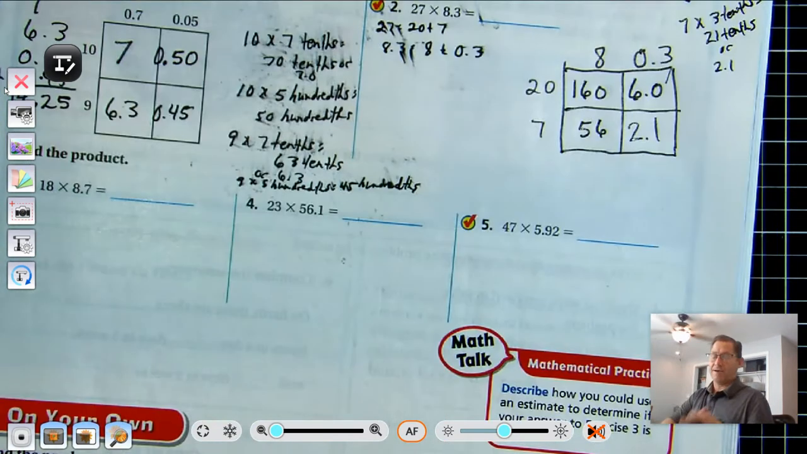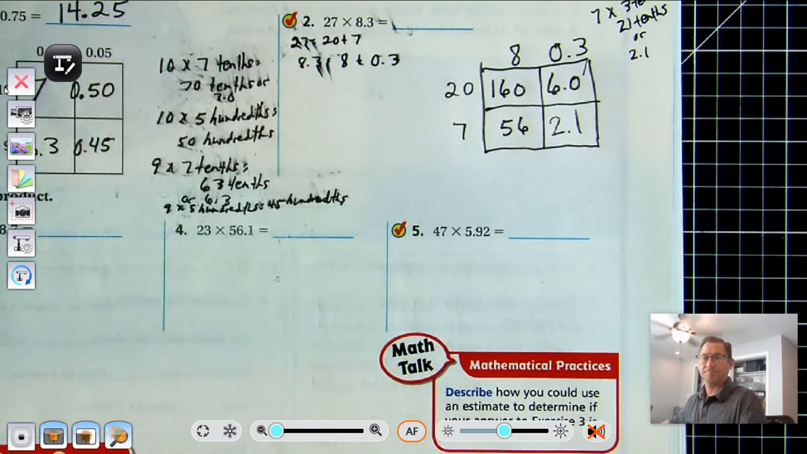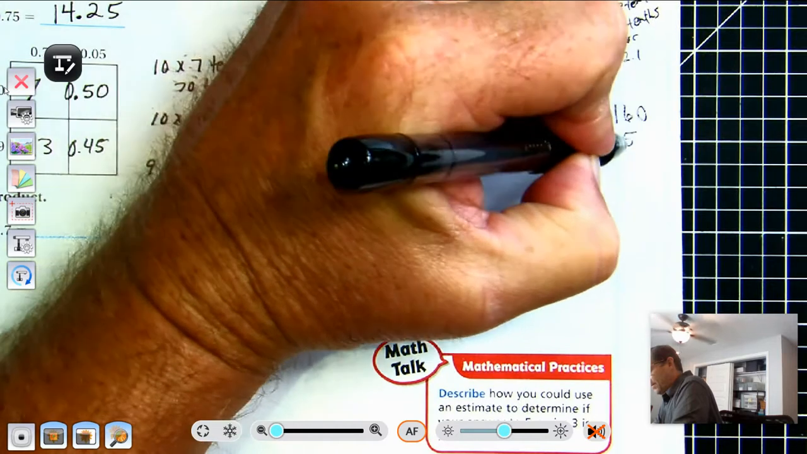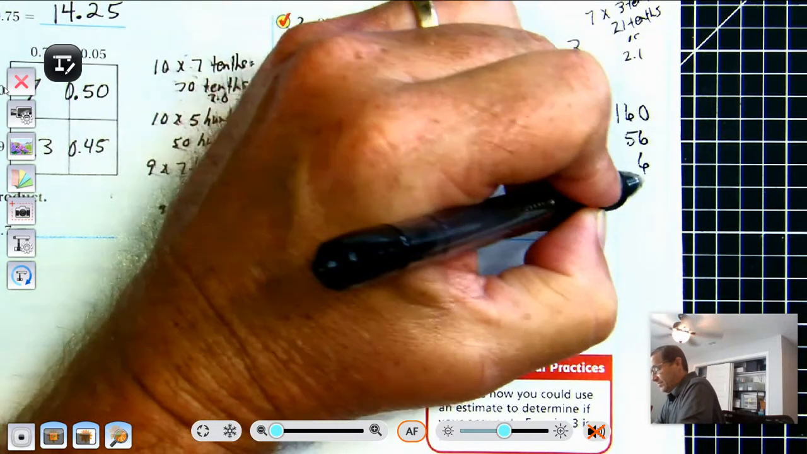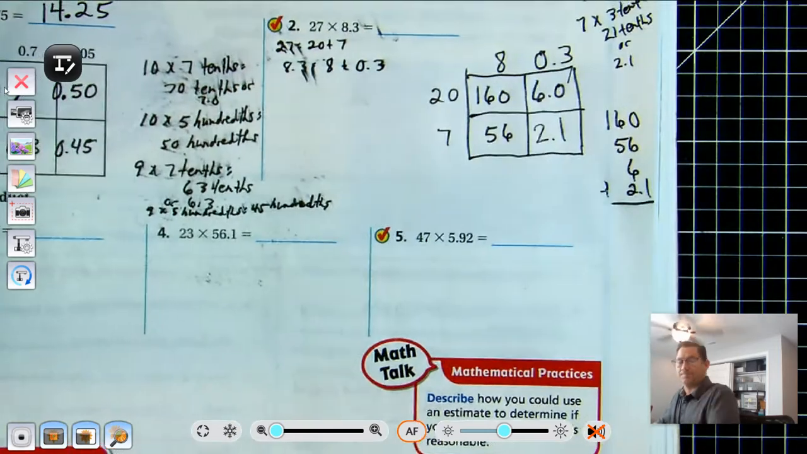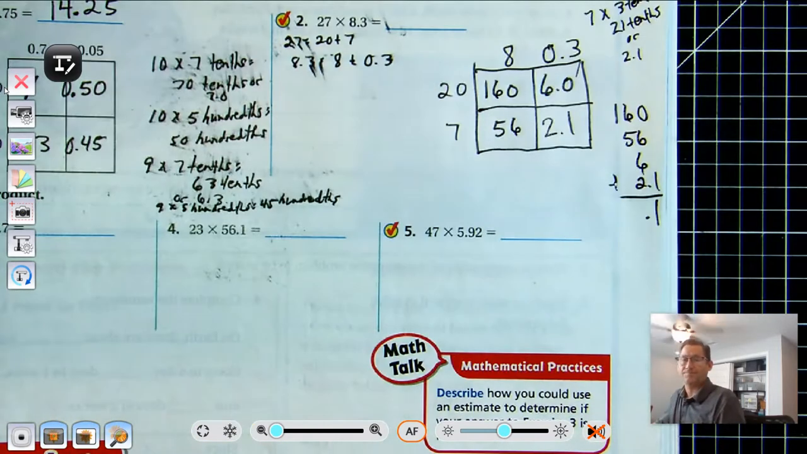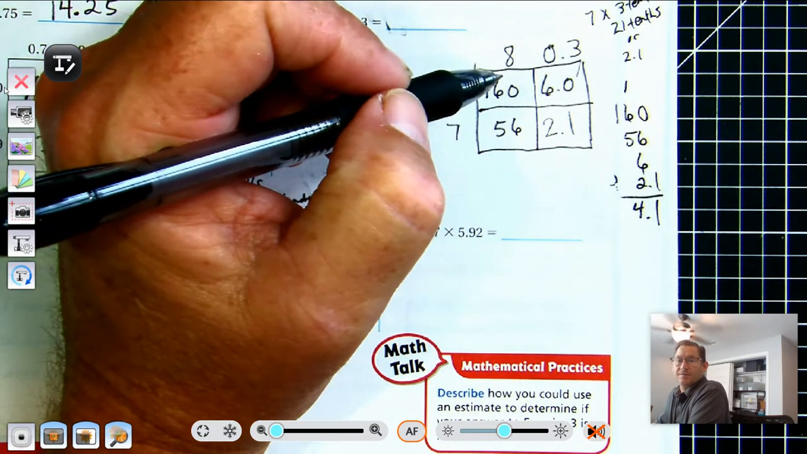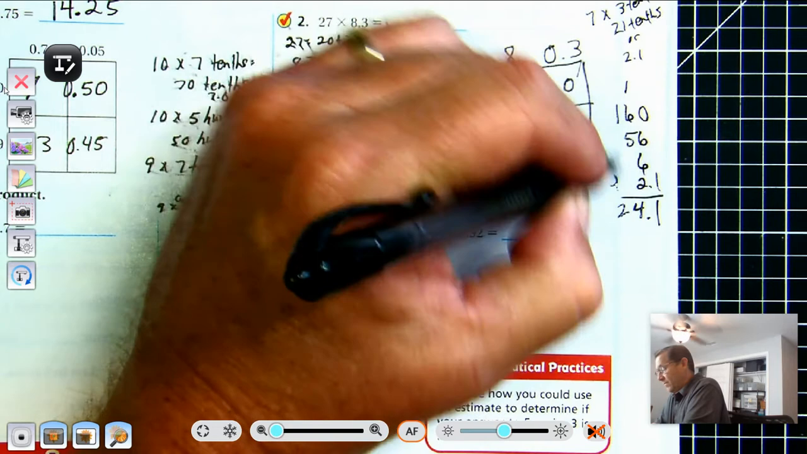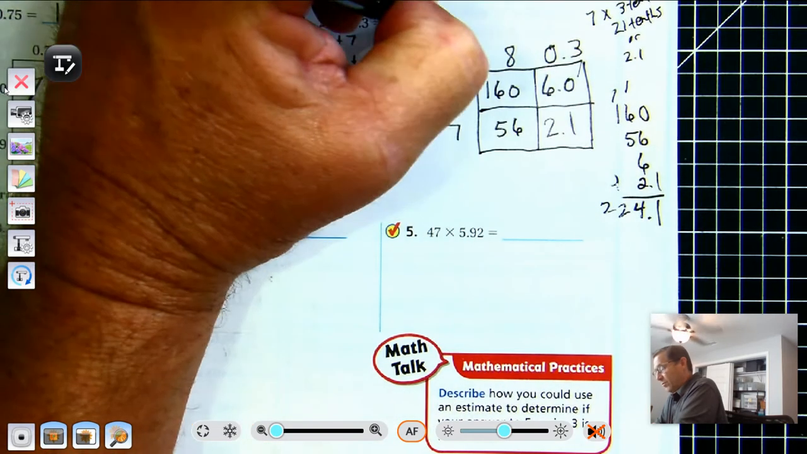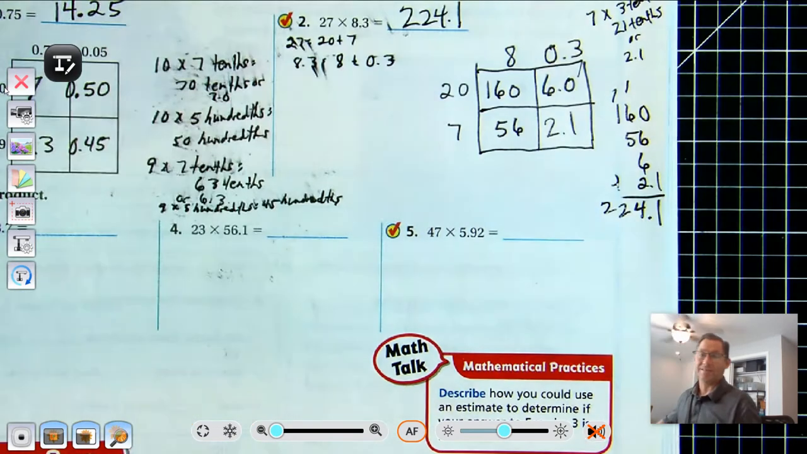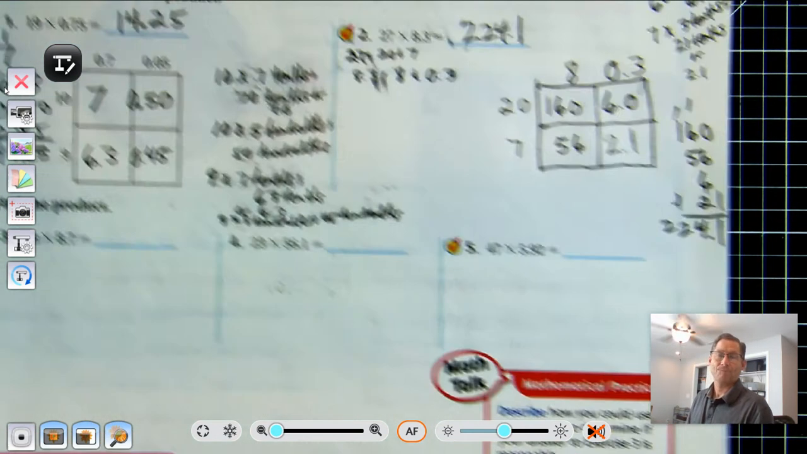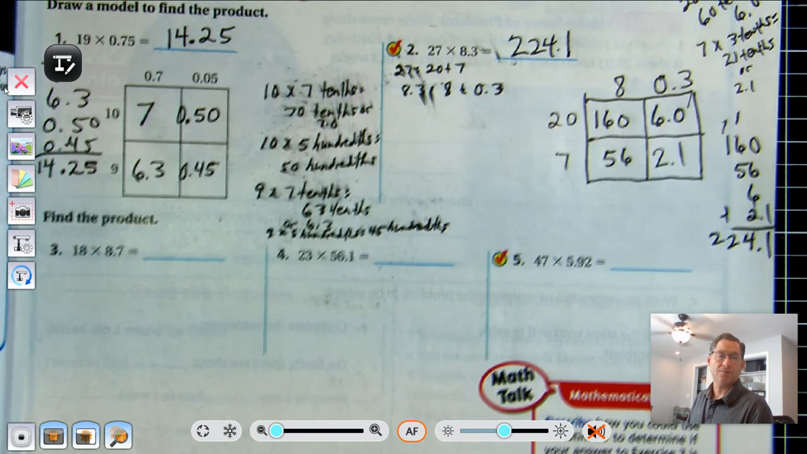Okay. And add up your partial products. So we have 160 plus 56 plus 6 plus 2.1. So 0.1, 6 and 6 is 12, plus 2 more is 14. 5 and 1 is 6, 6 and 6 is 12. So 224 and 1/10. So that's how we're using partial products in a model.